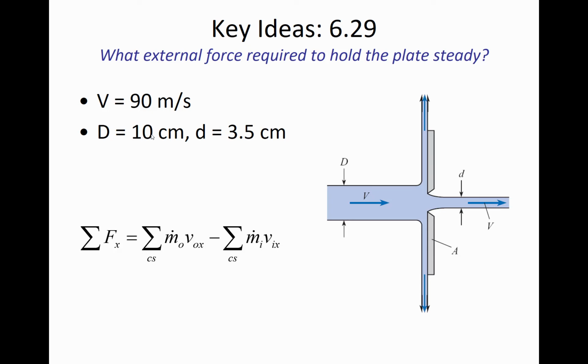And so with it being water, then you can look up the fluid density, and you can find the mass flow rate by density times velocity times the cross-sectional area. So this ends up being a relatively straightforward problem once you recognize that the velocity in and velocity out is the same.